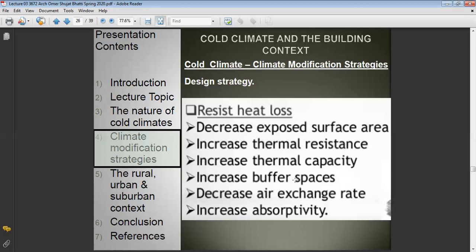Decrease air exchange rate. That means in the summers you need to ensure that cross ventilation is happening so that it doesn't get humid, but in the winters you have to ensure that the exchange or cross ventilation is reduced to the maximum. On the contrary, there are some issues with that as well, because it is going to lead to fungus, molds and some other pathogens growing inside.